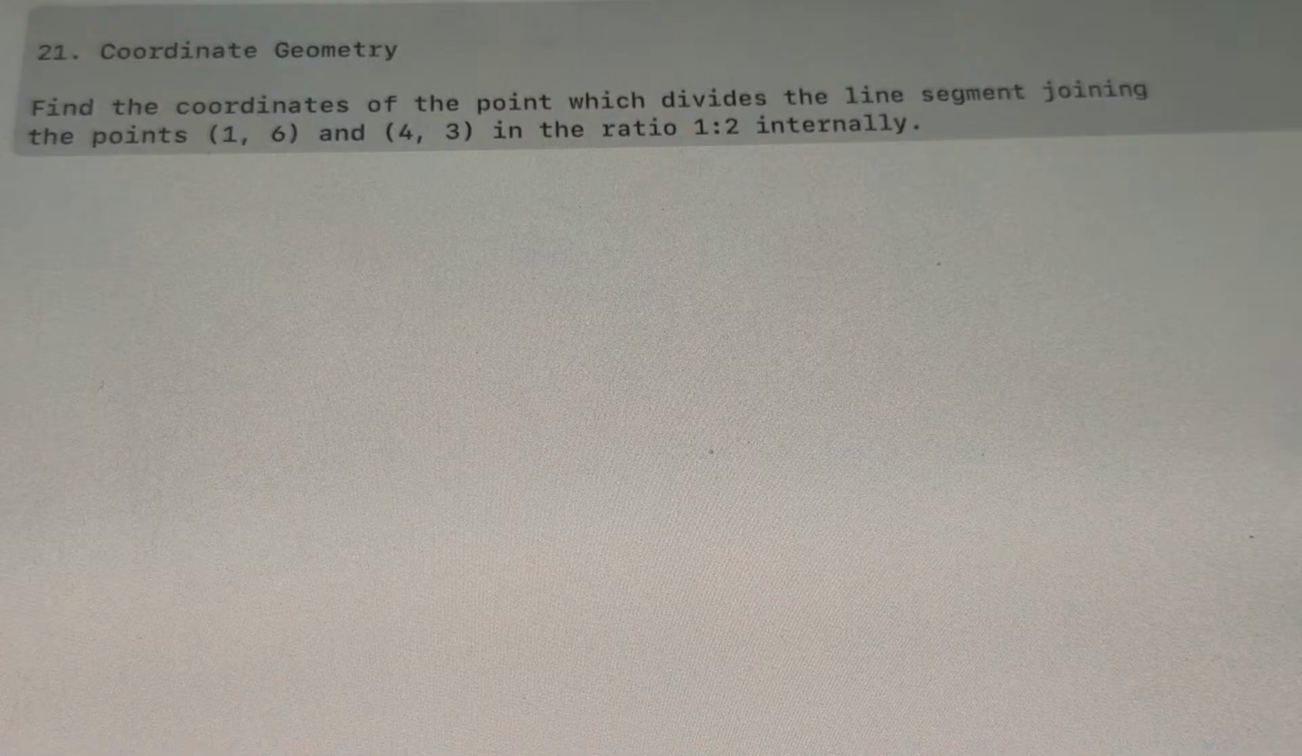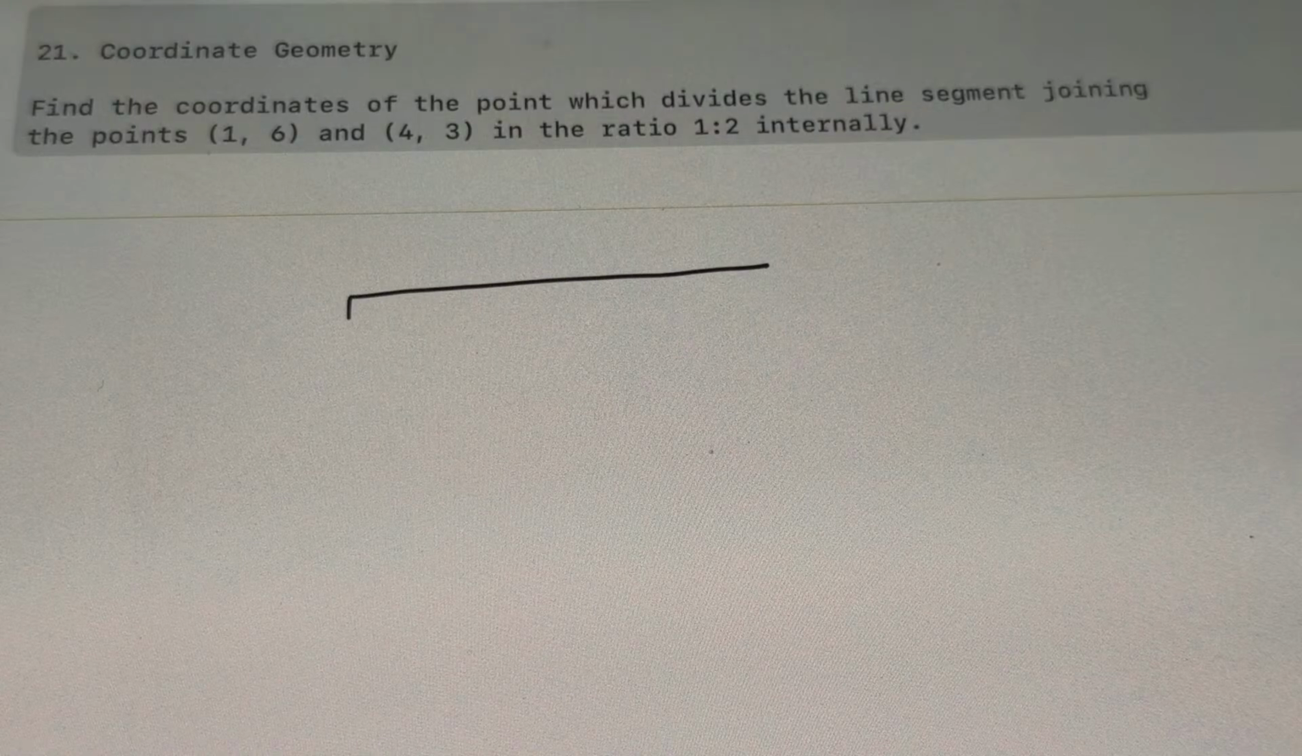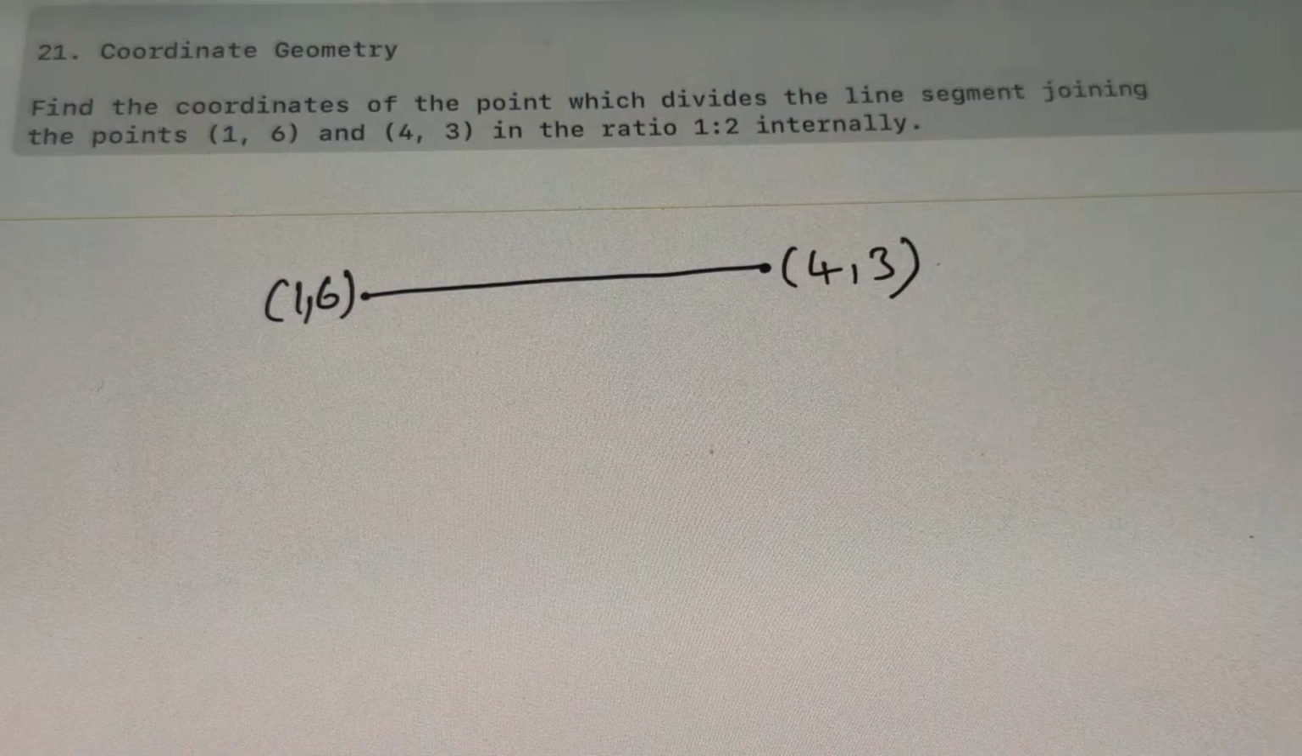So first of all, we'll draw a line and write the coordinates, and need to find the divided ratio coordinates. So at one point we have 1 comma 6, and at the other point we have 4 comma 3. So these are the points which have been divided: 1 comma 6, 4 comma 3. So the divided point is in the ratio 1:2.